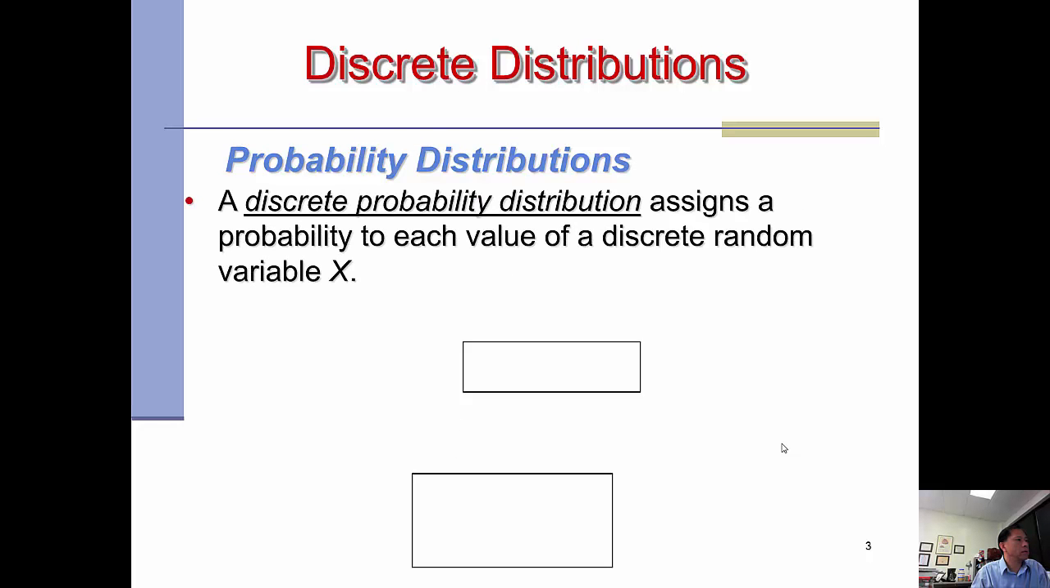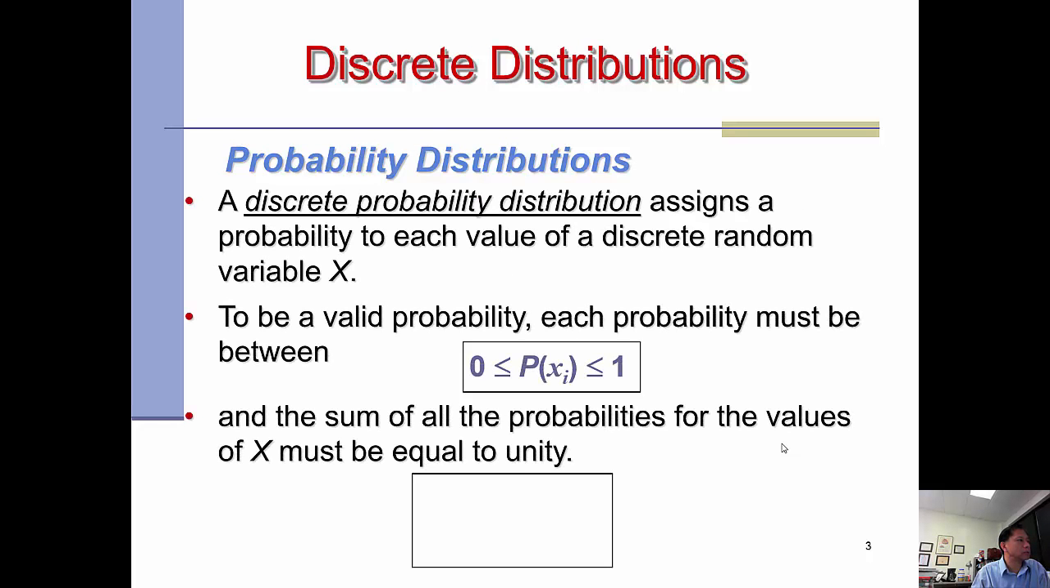Probability distribution. What is a probability distribution? A discrete probability distribution assigns a probability to each value of a discrete random variable. So, for example, if we have a discrete random variable, such as the number of heads from flipping a coin, and we assign the probability to the head or to the tail, then we are actually formulating or establishing a discrete probability distribution.